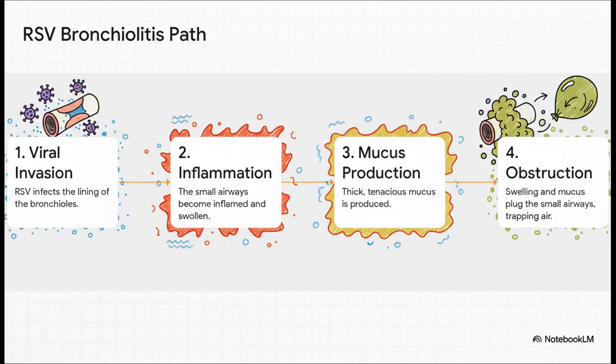Bronchiolitis, which is usually caused by RSV, is basically a perfect storm in these tiny airways. Let's picture the chain reaction. First, the virus gets in and infects the lining of the bronchioles. Second, the body's immune system freaks out, causing inflammation and swelling. Third, those irritated cells start pumping out tons of thick, sticky mucus. And finally, that combo of swelling and mucus plugs up the tiny airways.